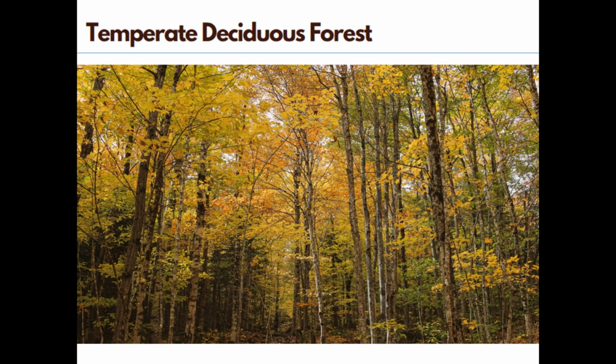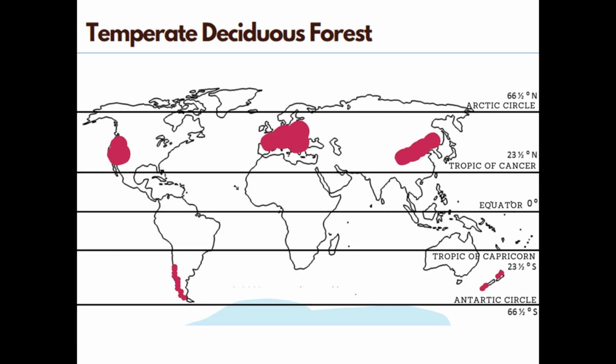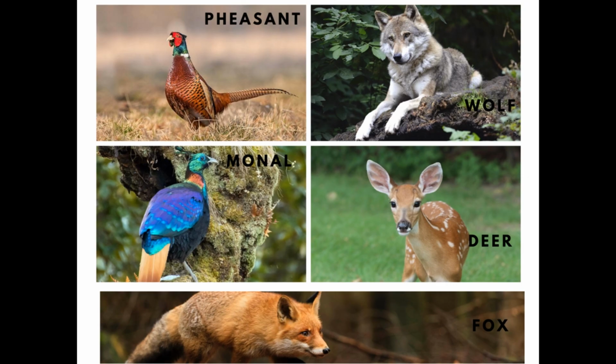Next comes temperate deciduous forest. On higher latitude, we can see this forest. They are found in northeast USA, China, New Zealand, Chile, and also in coastal regions of Western Europe. Temperate deciduous forest shed leaves during dry seasons, that is winter. Some commonly found trees are oak, ash, and beech. And we can see animals like deer, fox, and wolf, and also birds like pheasants and monals in these forests.